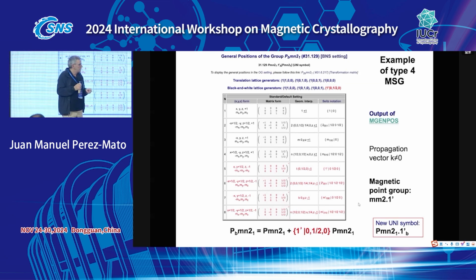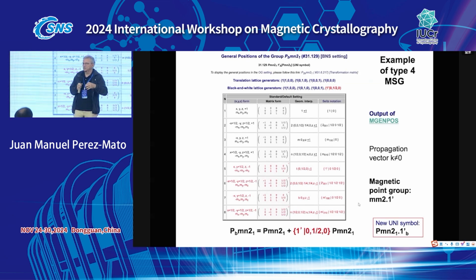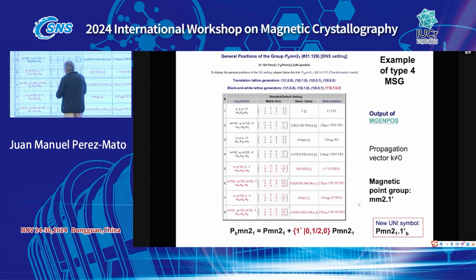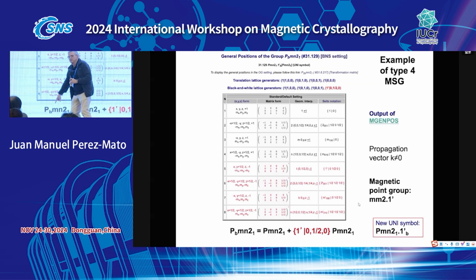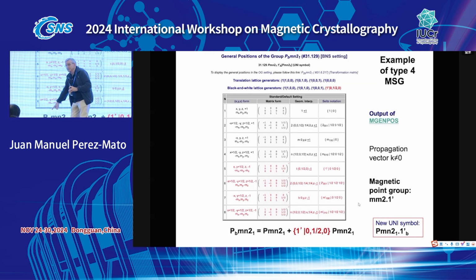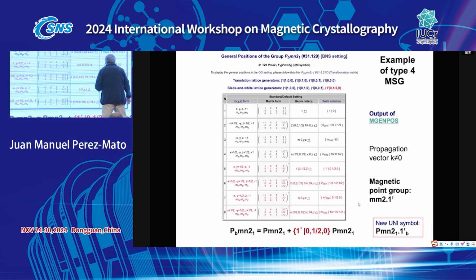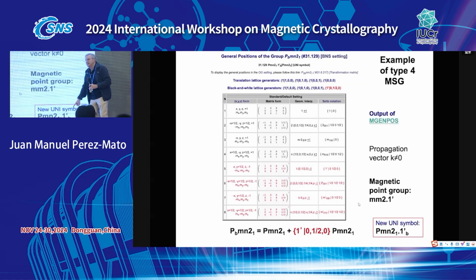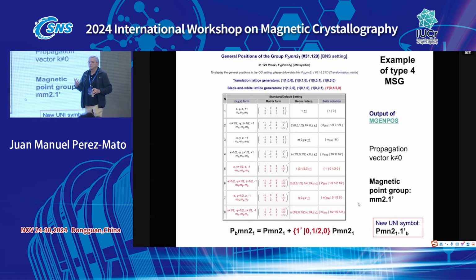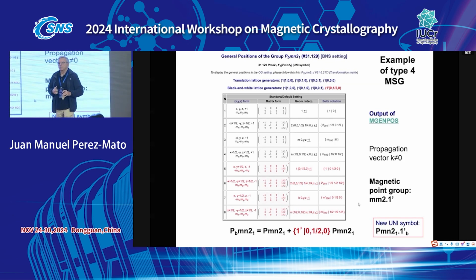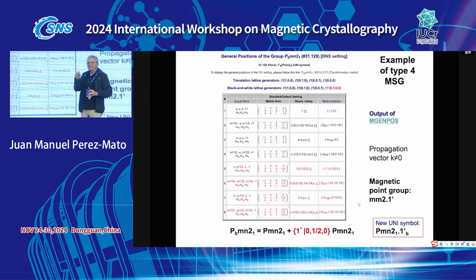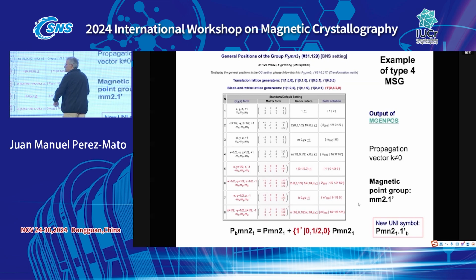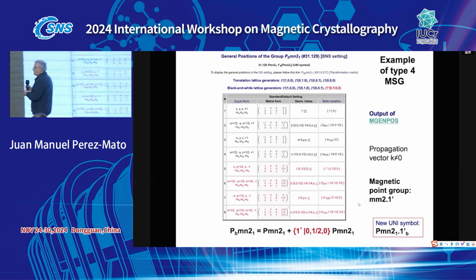You only have to know if your system has an anti-translation or not, and this is indicated in the traditional way here as part of the lattice, like a black and white lattice, but in this uni notation, we indicate this anti-translation here as part of the point group of the magnetic space group. So it is clearly indicated that you have 1' sub B. That means that you have this anti-translation as part of your magnetic space group.